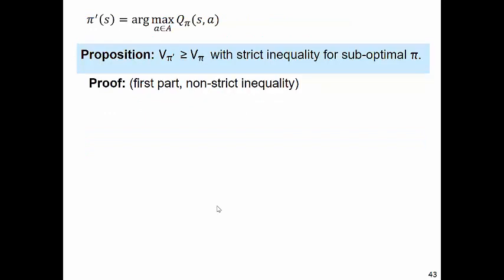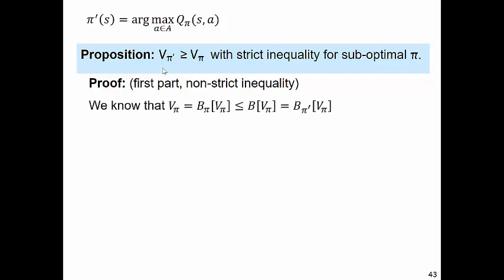So let's go through and try to do this. I'm showing you the equation for pi prime here. And we're going to break this into two parts. And there could be simpler proofs, perhaps, but this one seems to be reasonably short. So we're first going to do the non-strict inequality part. Okay, so we're just going to prove greater than or equal to. And then we'll go through with the strict inequality.